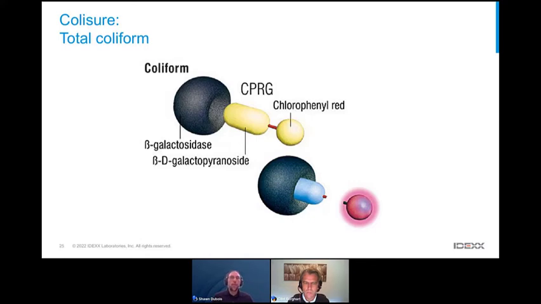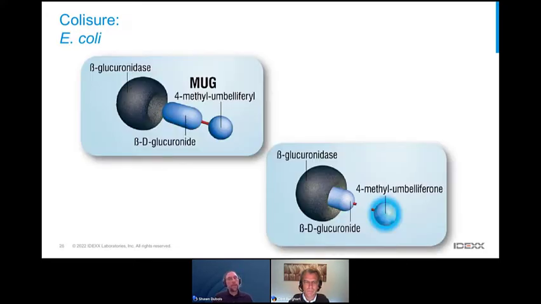This indicator, the chlorophenyl red, when it's bound with the nutrient, will appear yellow. When coliforms are present, we have that beta-galactosidase enzyme binding with the nutrient, and that indicator is released. It hydrolyzes, and that chlorophenyl red will turn red magenta. So for Colisure, when we're looking for coliforms, we're looking for that utilization of the CPRG, turning the sample from yellow to red. And then Colisure also contains MUG for the detection of E. coli. That's the same as for Colilert and Colilert 18.